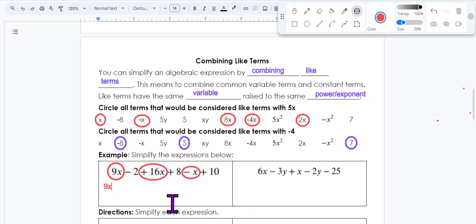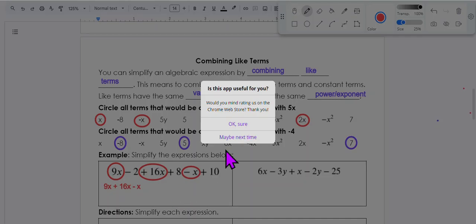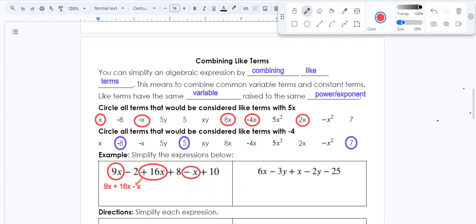So what I'm doing is 9x plus 16x minus x. I'm just keeping those signs in front of those terms, right? So when it's a minus x, remember, when there's no number in front of a variable, it's really a 1. So really that's like negative 1x or minus 1x. All right, so now I can combine these. 9x plus 16x would get me 25x. Then I also still have that minus 1x, right? So 25x minus 1x would get me 24x. Okay, so that's my variable terms.